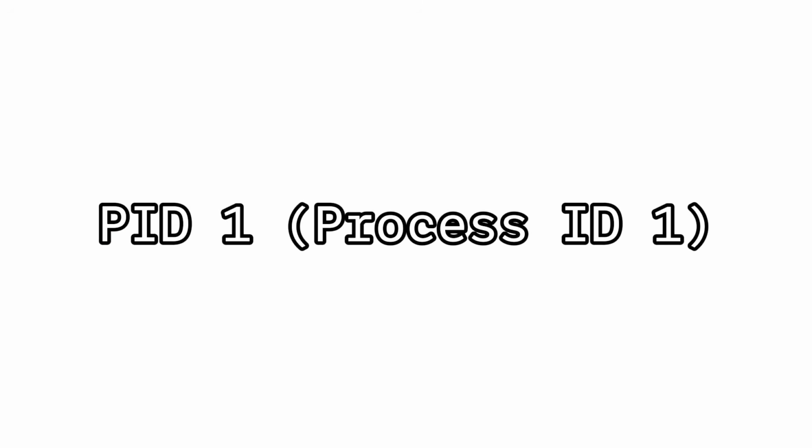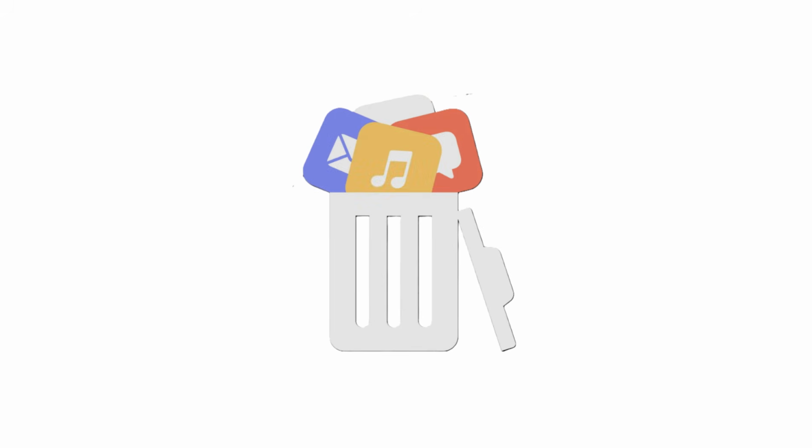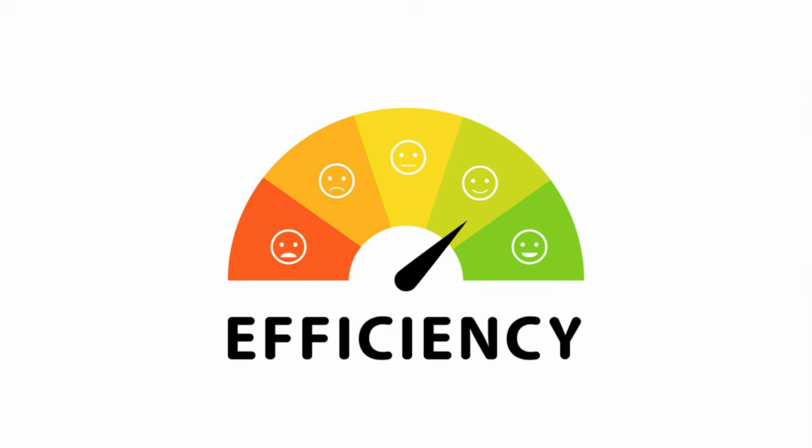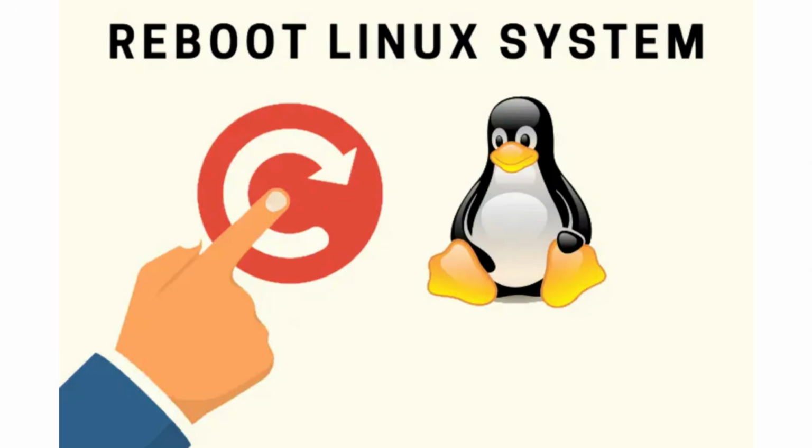It is PID 1, the parent of every process on your machine. People call it bloatware because it now handles logging, networking, and even hardware. But its efficiency is why your modern Linux server can reboot in seconds.